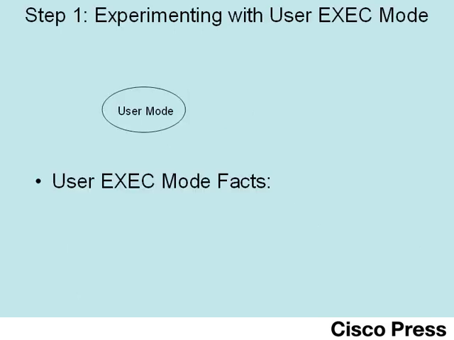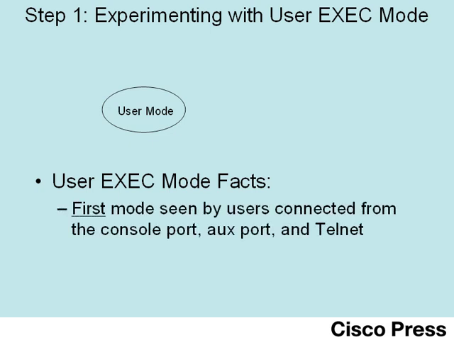To reach user mode in a router, the user must either connect to the router through the console, or through an auxiliary port, or by telnetting into the router. Any of these 3 methods let the user reach user mode, so it's the first mode that a user sees on the command line interface on a router.